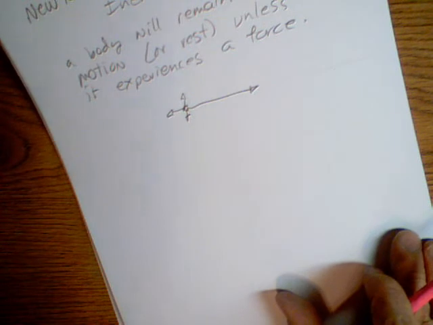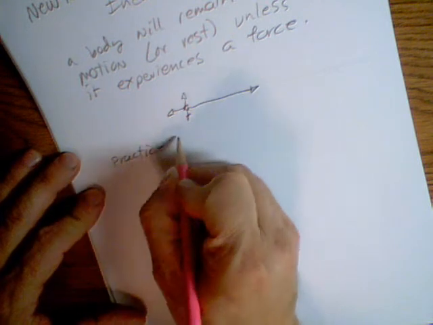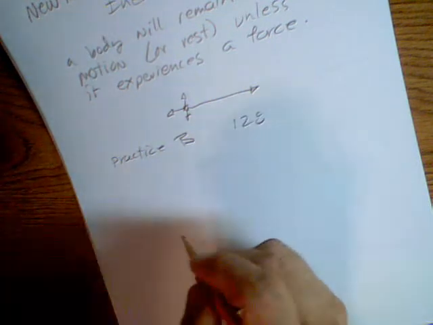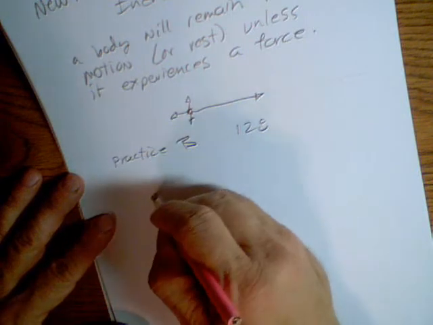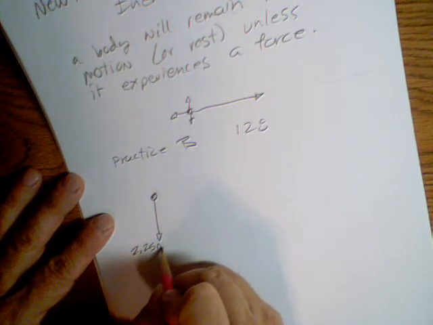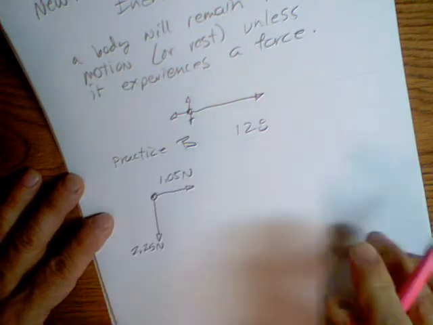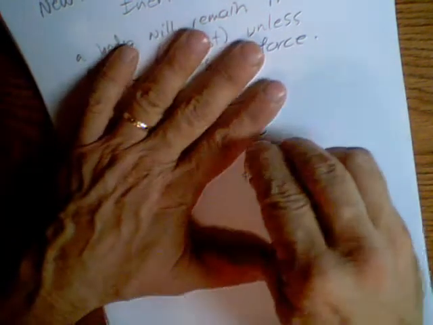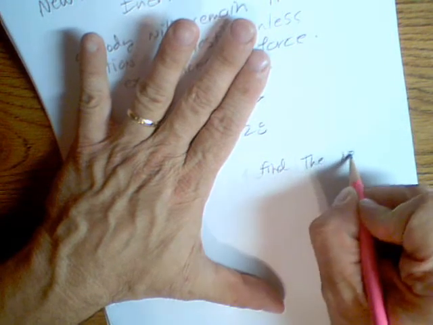All right, so we have another practice problem, and this is practice problem B. Practice problem B is on page 128, I believe. In this case, we have an apple. So here's our apple, and the apple is falling with a force. I believe it's falling with a force of 2.25 newtons. But there's a wind blowing, and the wind resistance is 1.05 newtons in this direction. And so what we want to do is find the net force.